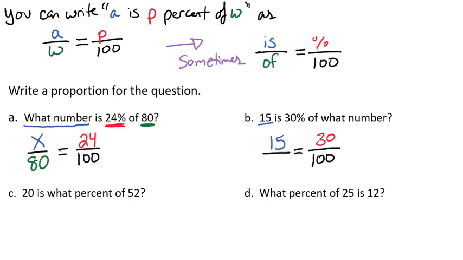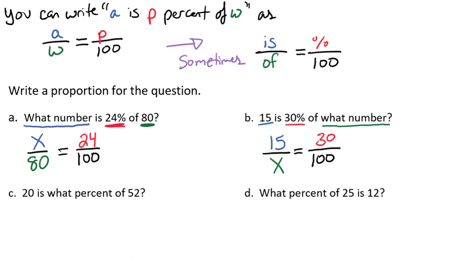Now to fill in our W value, that's where we're going to look for the word of. So we find our word of, and whatever comes after that is going to go in our of spot, or the W spot. And it says what number. So that tells us that we're going to be putting an X in that spot. And so here we have our proportion set up.